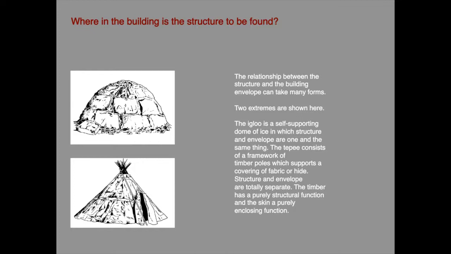The igloo is a self-supporting dome of ice in which structure and envelope are one and the same thing. The teepee consists of a framework of timber poles which supports a covering of fabric or hide. Structure and envelope are totally separate. The timber has a purely structural function and the skin a purely enclosing function.